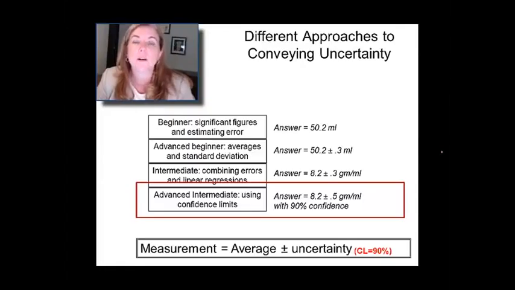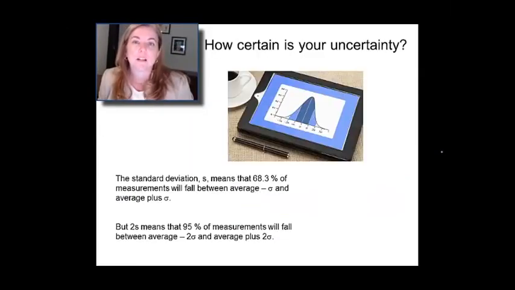That's a really important and valuable set of data for predicting how future measurements might match up to the one that you took. Or, flipping it another way, how confident you are that the true value lies between the range that you gave. So how certain is your uncertainty?